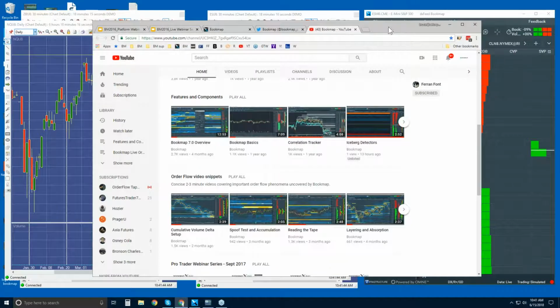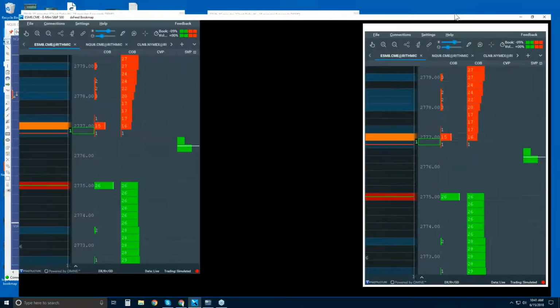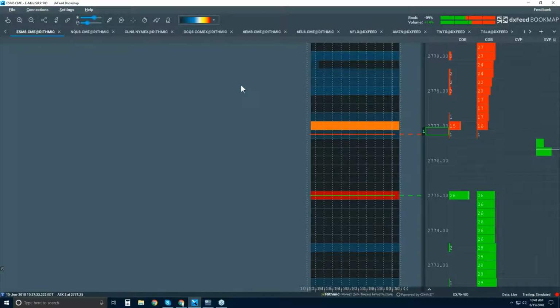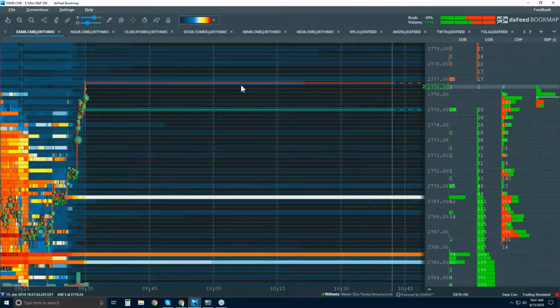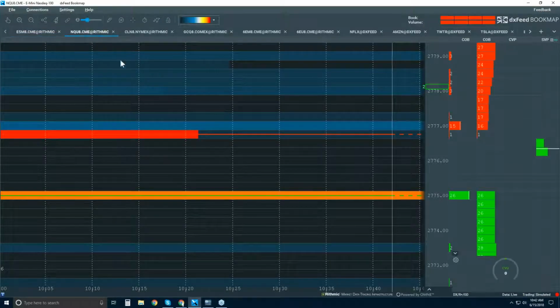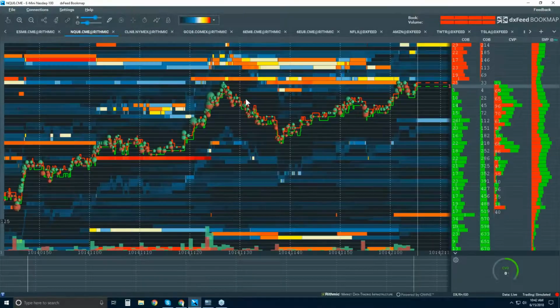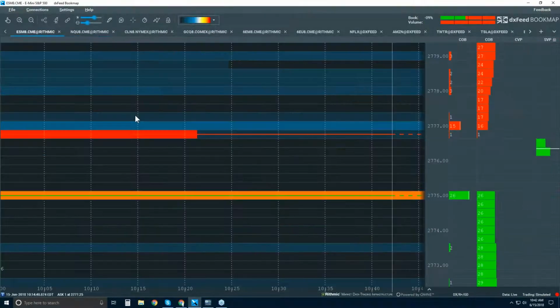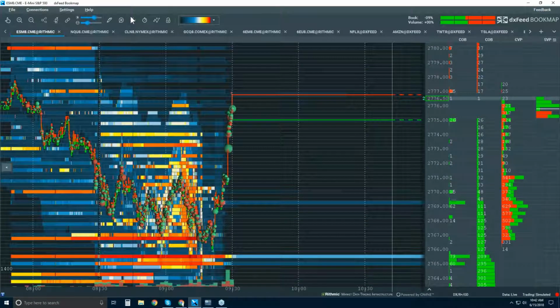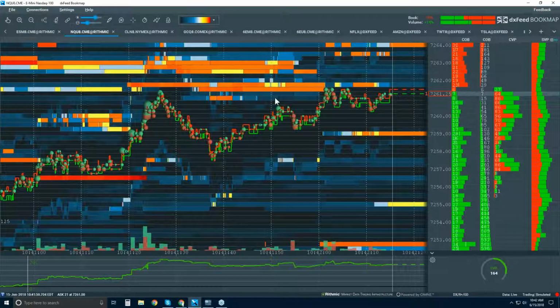All right, so that is that. Let's take a look at Bookmap and see what's going on here. Huh. Looks like I don't have any data here, actually. Hold on a minute. No, okay, there I go. Geez, what happened to my ES? Well, that doesn't matter anyway. We're not going to look at the ES. We're going to look at the NASDAQ.